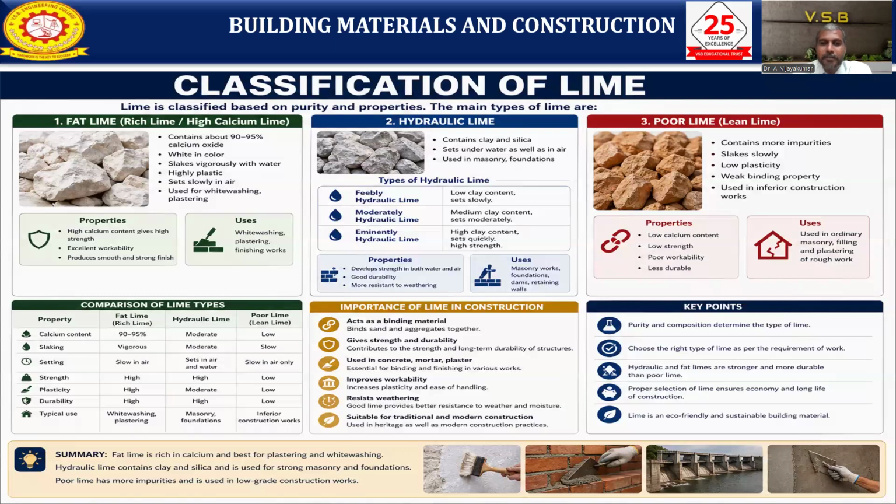Again, hydraulic lime is classified into three types: feebly hydraulic lime, moderately hydraulic lime, and eminently hydraulic lime. Feebly hydraulic lime has a low clay content compared to the other limes, and it sets very slowly. Moderately hydraulic lime has a medium clay content and sets moderately. Eminently hydraulic lime has a very high clay content, sets very quickly, and its strength also increases.